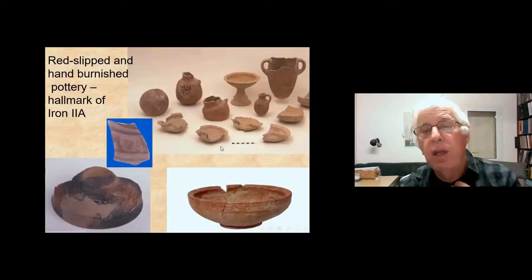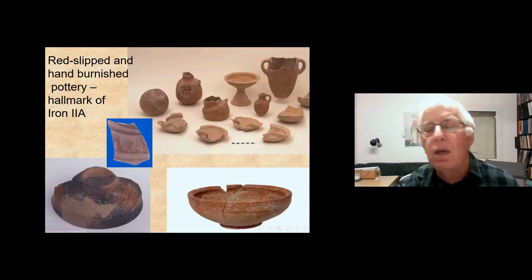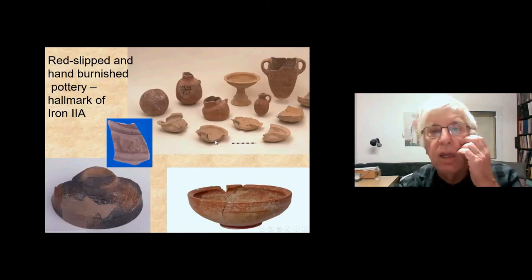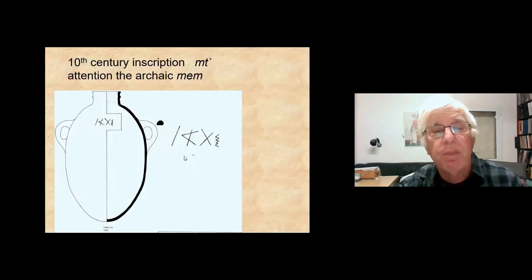You can see the pottery. You can see that much of the pottery is red. It's covered with what we call red slip, and it's highly burnished. This is a typical technique of the 10th century BC, the time of the so-called United Monarchy. We find it all over the country in the 10th century BC. It's a new technique, which is foreign to the Canaanite traditions. Also some painted pottery in local Canaanite tradition.